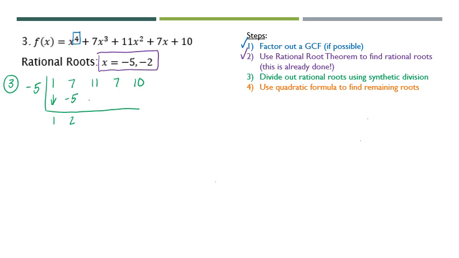Negative 5 times 2 is negative 10. If you add down, you get 1. Negative 5 times 1 is negative 5. If you add down, you get 2. And finally, negative 5 times 2 is negative 10. And so I got my 0 that I always want. And remember that 0 represents our remainder.